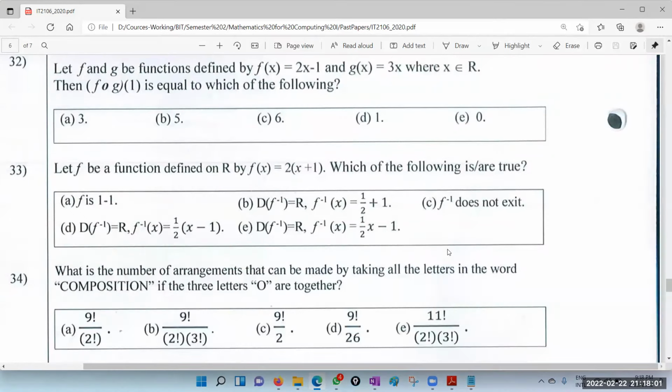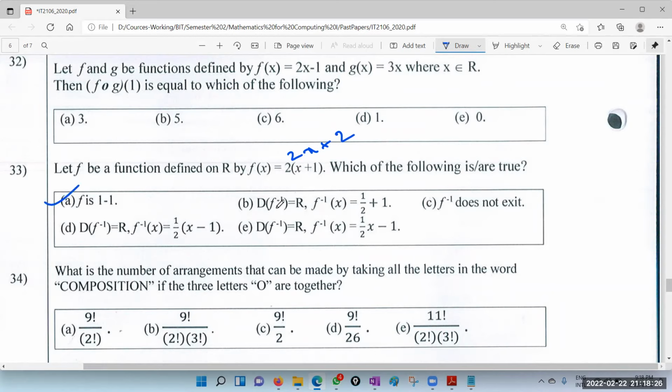Right, let f be a function defined by f(x) equal 2 times x plus 1. Which of the following is true? This is a straight line, that is 2x plus 2. Okay, so f is 1 to 1. Yes, straight lines are 1 to 1. Okay, so that is correct.